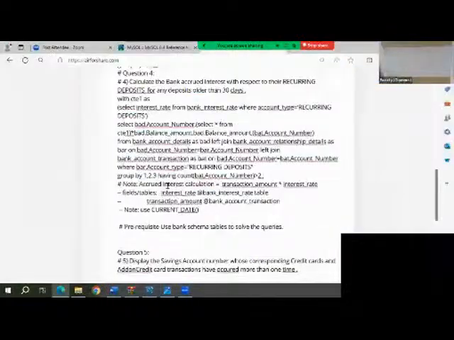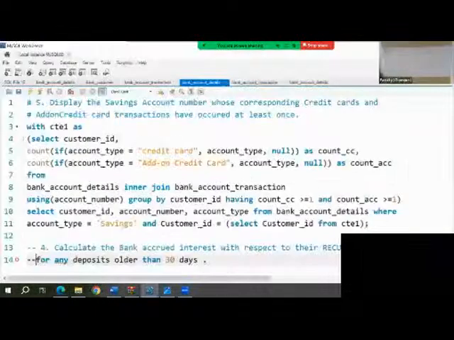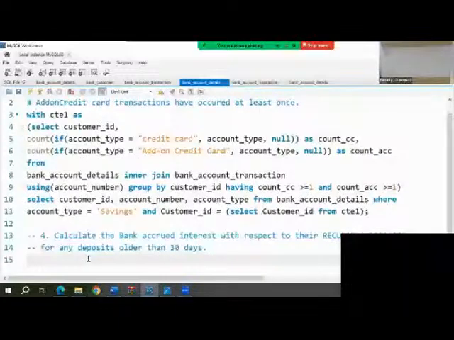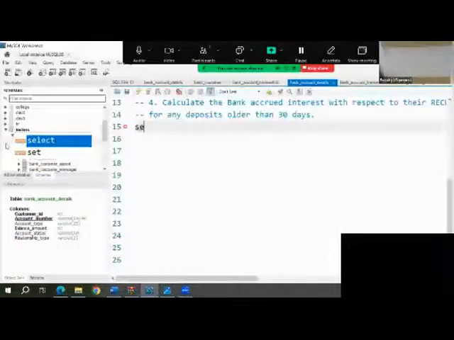Question 4: calculate the bank account interest with respect to recurring deposit for any deposit. Calculate the bank accrued interest with respect to recurring deposit. So recurring deposit means, okay, fine. So this I will explain to everybody. I don't want to start doing transactions, right?